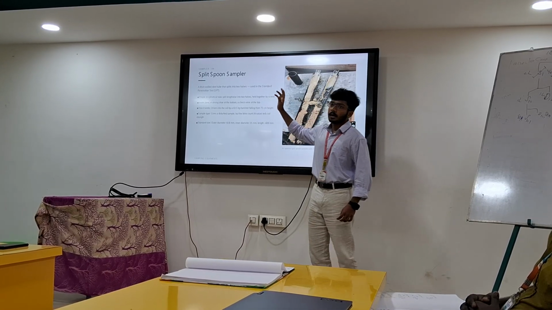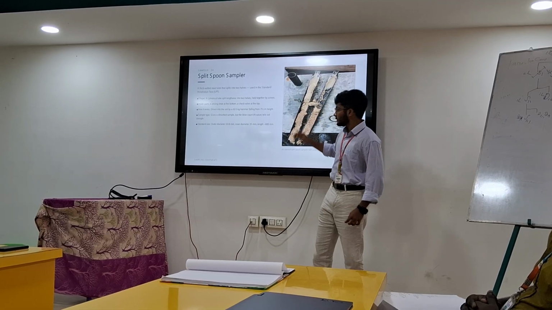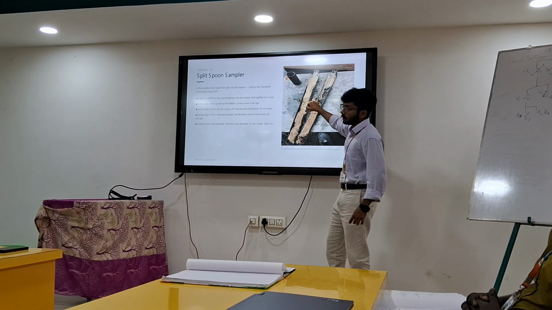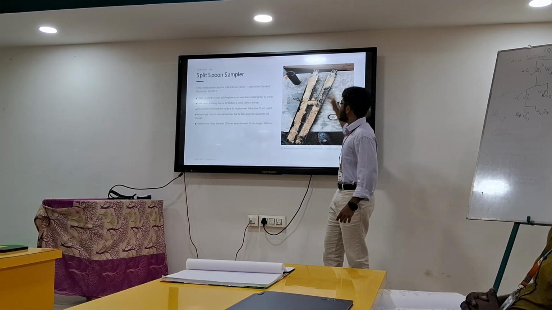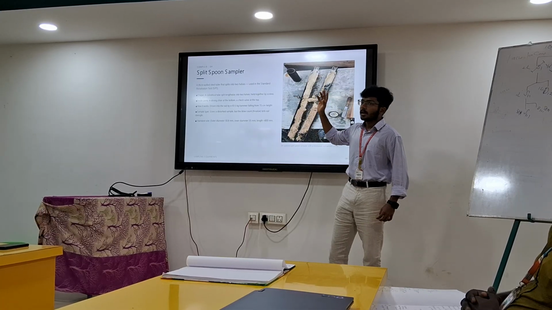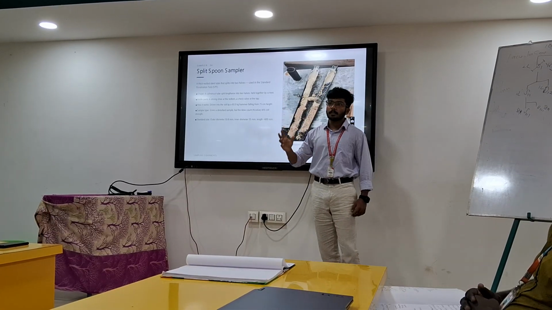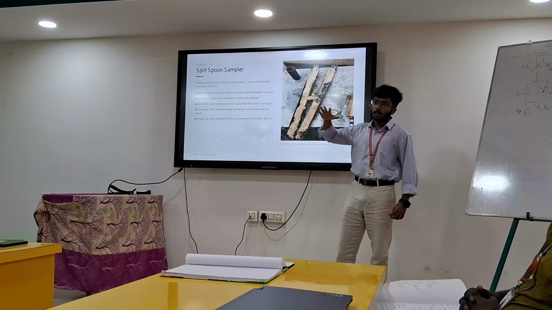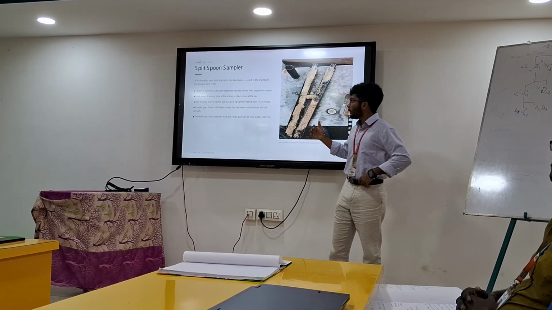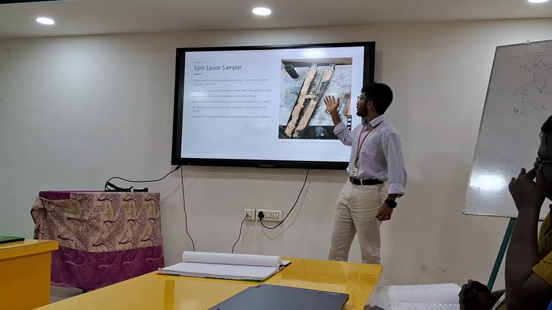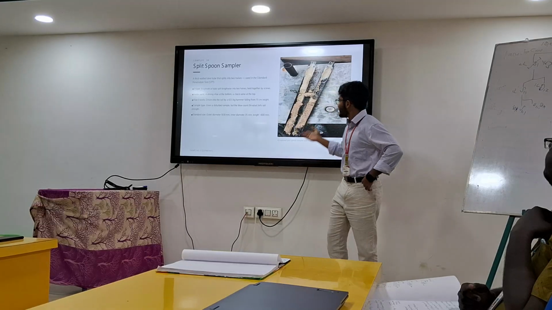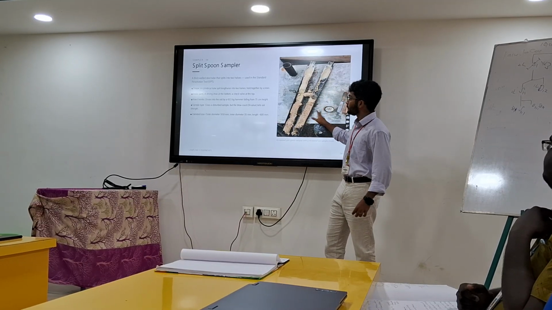Split spoon sampler. This is a type of sampler which is 35 millimeters over here, and 50.8 millimeters over here, and it's generally 330 centimeters or 60 centimeters. Soil type: it gives a disturbed type of soil. This is lowered using hammer, generally 63.5 kg hammer, and when the hammer is struck on top of this equipment, the soil around it gets vibrated and the soil settles inside the equipment.